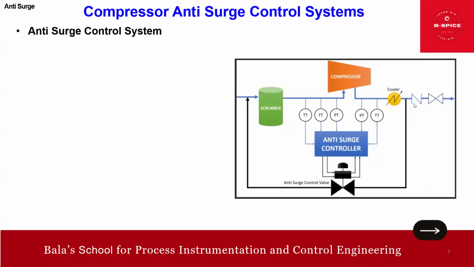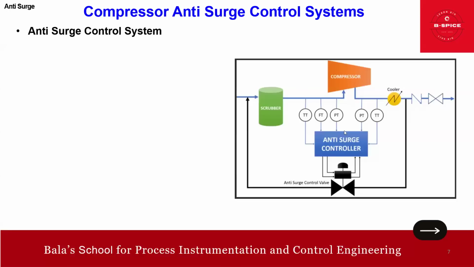So how does it detect the surge condition? The whole system continuously monitors suction pressure and suction temperature, and discharge pressure, discharge temperature, and of course the flow rate. So it monitors all of these. These measurements help to determine the proximity to the surge line, which is the point where surge conditions are likely to occur.